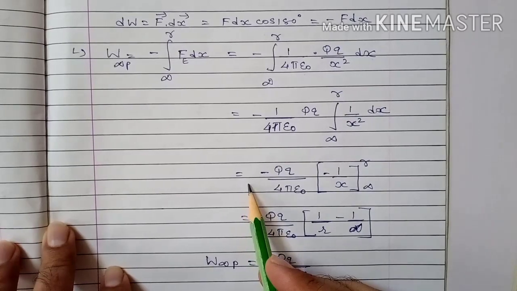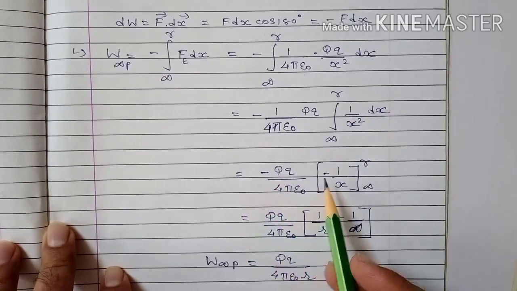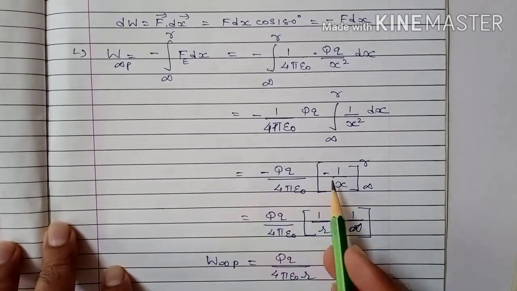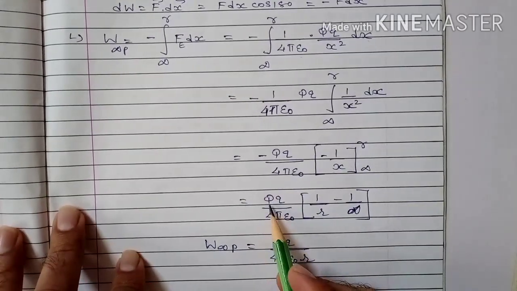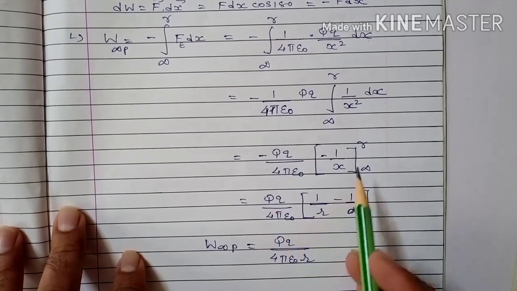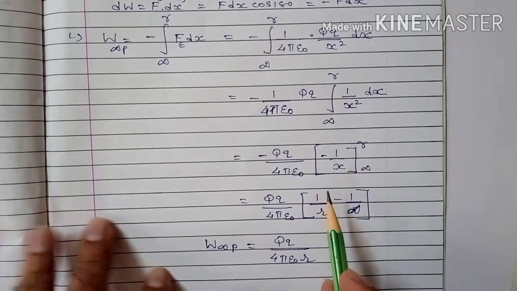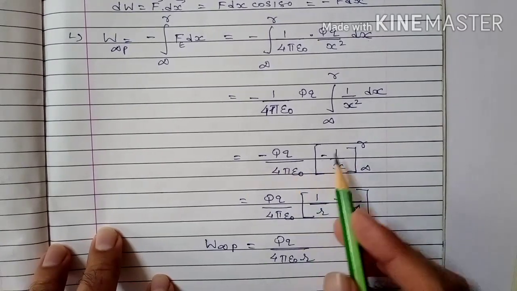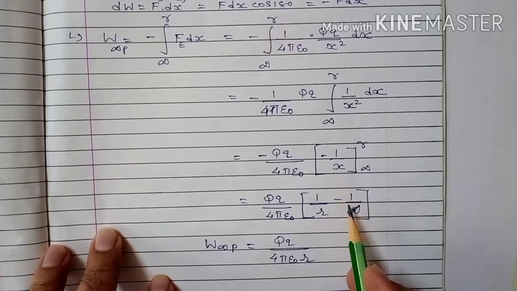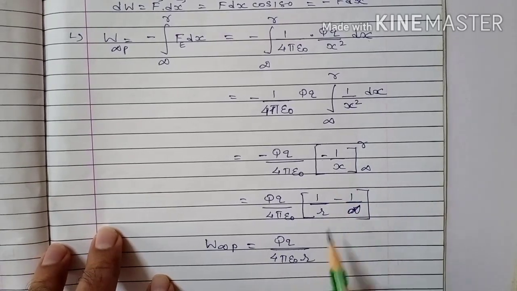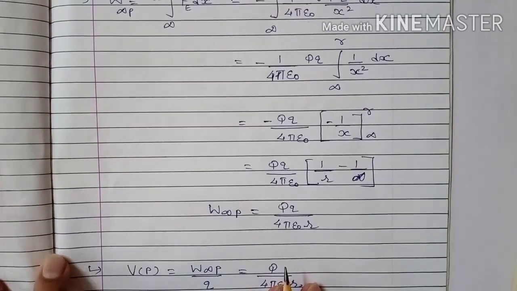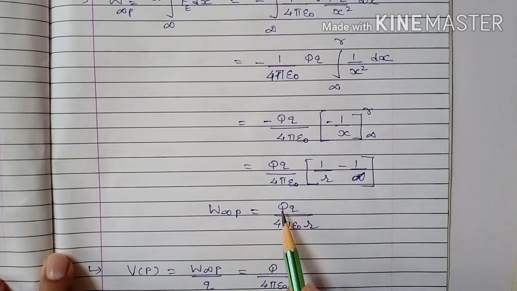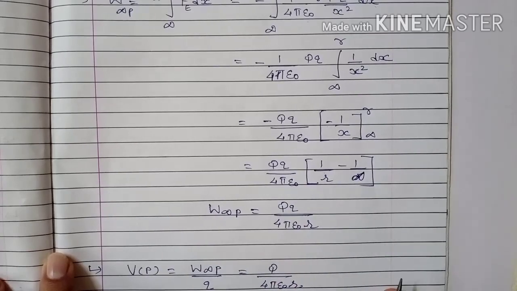So it can be written as minus q upon 4 pi epsilon naught times minus 1 by x, from infinity to r. Minus minus plus, so it can be written as q upon 4 pi epsilon naught, first limit 1 upon r, minus 1 upon infinity. But 1 upon infinity is 0. Therefore, the work done in moving this charge from infinity to P is q upon 4 pi epsilon naught r.